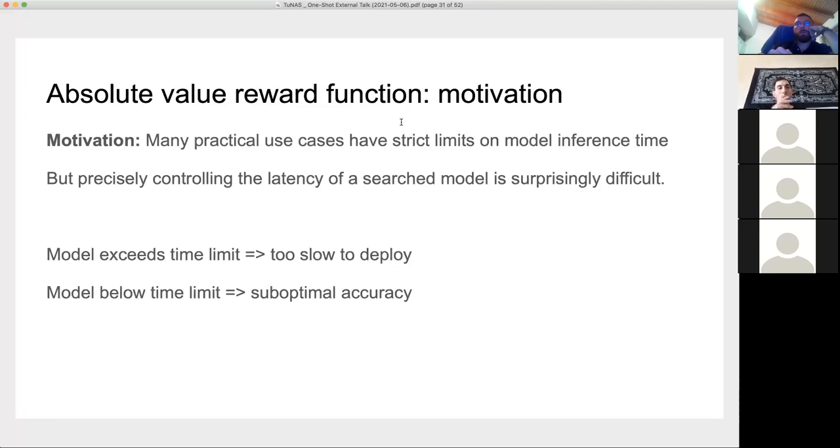But going under the inference time limit by too much is also problematic, because very often we can make a model more accurate simply by scaling it up. And so if a model has a latency which is significantly lower than the inference time budget, that's a strong signal that its accuracy is going to be suboptimal, because we probably could have chosen a larger model, gotten better accuracy, and still come in under budget.